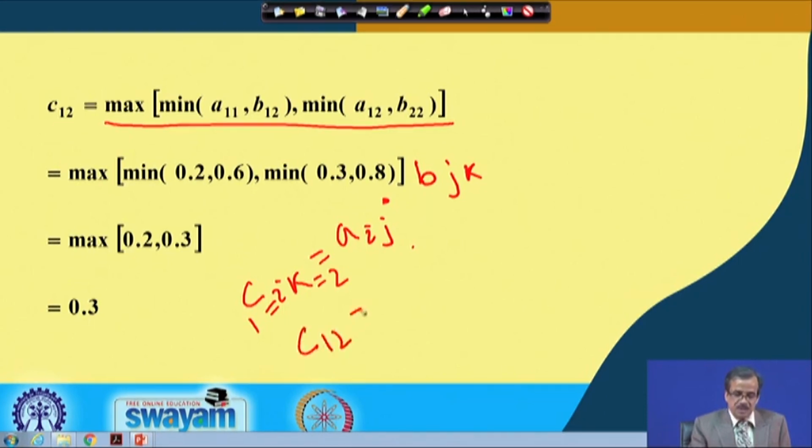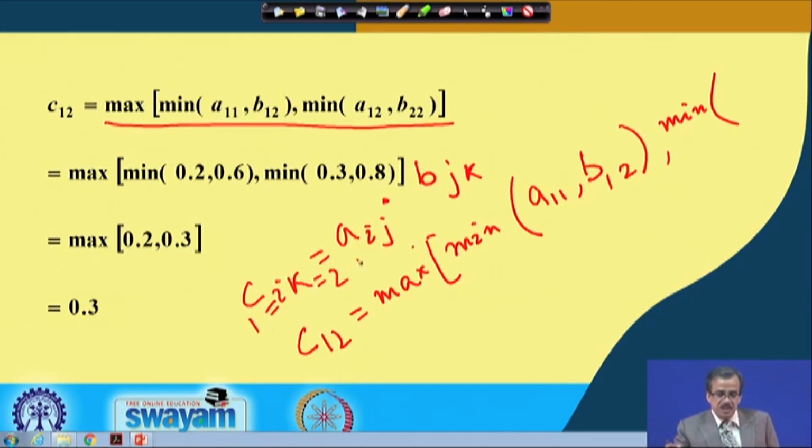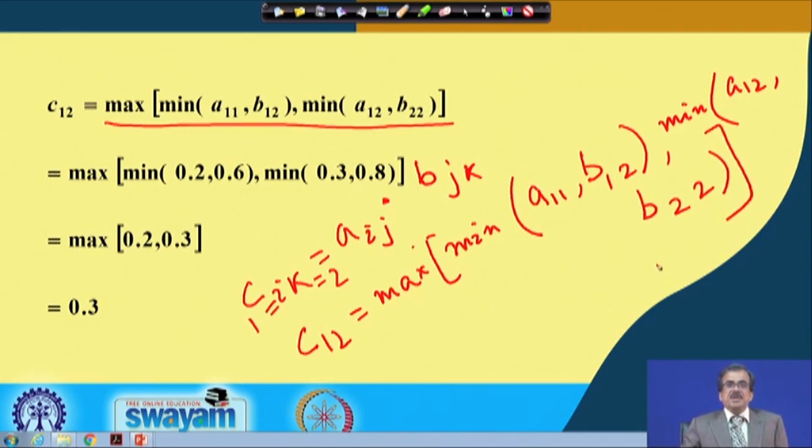So, this C12 is nothing but the maximum of the minimum between A11 and B1k, with i equals 1, j equals 1, and k equals 1, and then the minimum between A12, with i equals 1 and j equals 2, and B2k, with j equals 2 and k equals 2. So, this is the relationship which we will be getting.